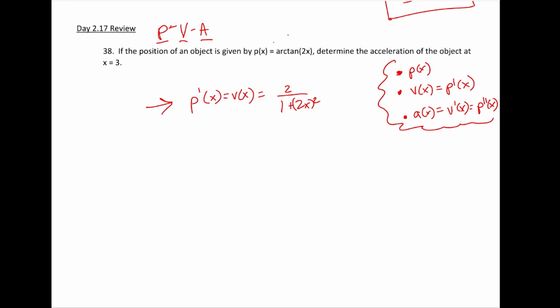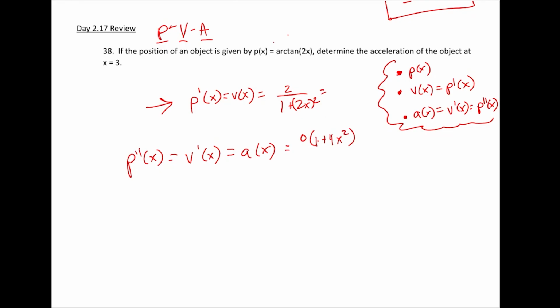Now let's get the acceleration. So the acceleration is the second derivative of the position, or you can think of it as the first derivative of the velocity. That is acceleration. And so what we need to do is differentiate this using the quotient rule. So derivative of 2 is just 0. So 0 times, no, I got that. 0 times 1 plus 4x squared.